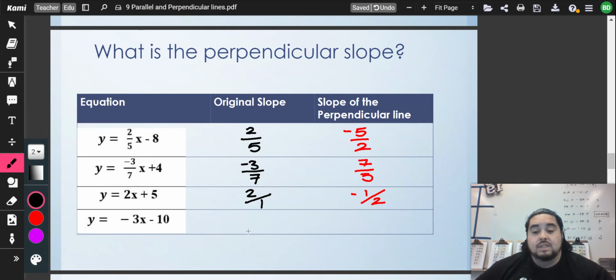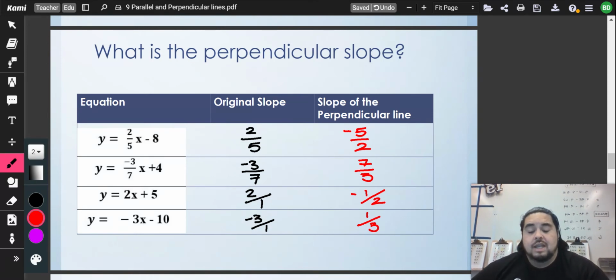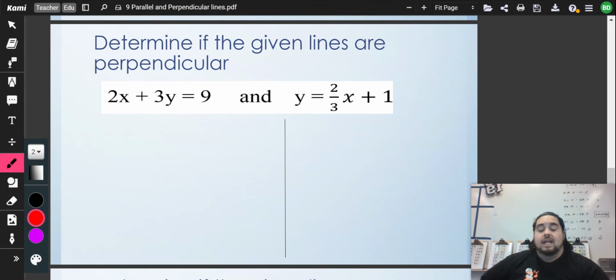Last line, y equals negative 3x minus 10. So the slope of the original is negative 3 over 1. For the perpendicular, I'm going to flip that over. It becomes 1 over 3. And then I change the sign so it goes from being negative to being positive. Now all of that is really good training for us to recognize perpendicular slope, because what we're going to do next is compare two equations and see if we can determine if the lines are parallel. Oh, sorry, perpendicular.